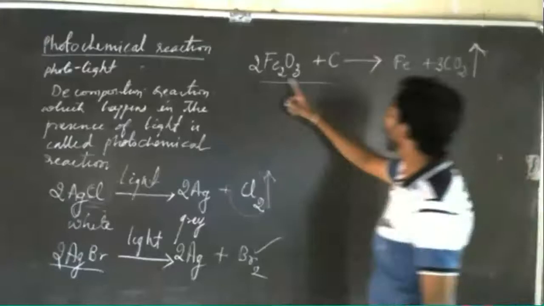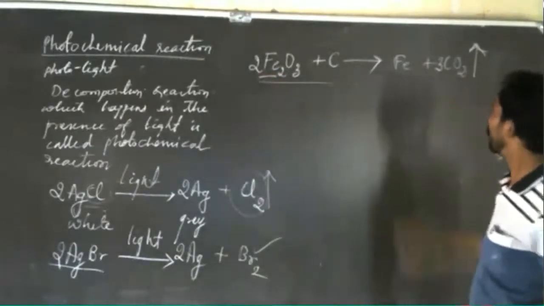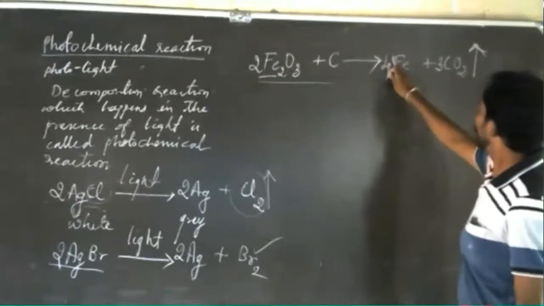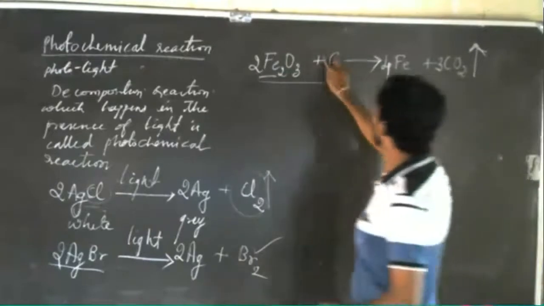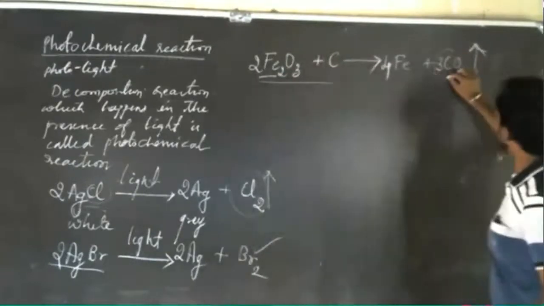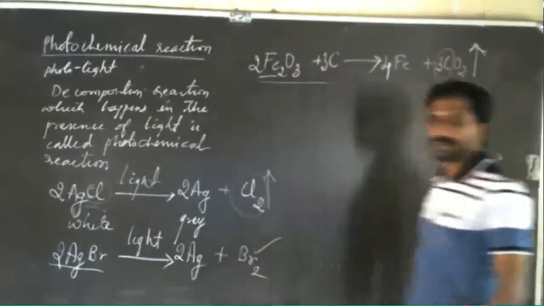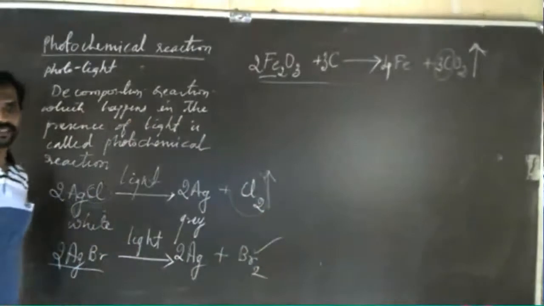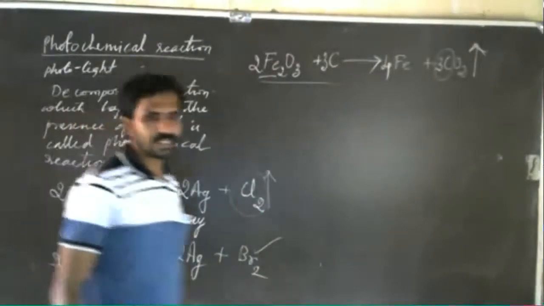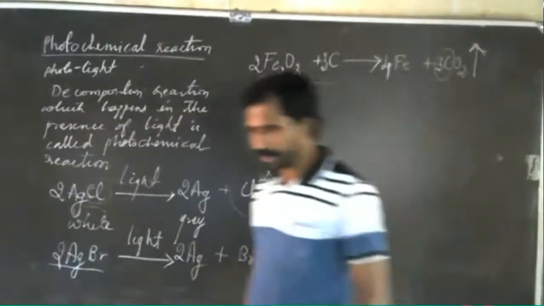Now we have to balance the iron. Iron is 4 over here. So write the 4, multiply the product side Fe by 4. Then carbon 3 is there, and carbon 3 over here. So now it is balanced. Is it clear? This is about photochemical reaction.